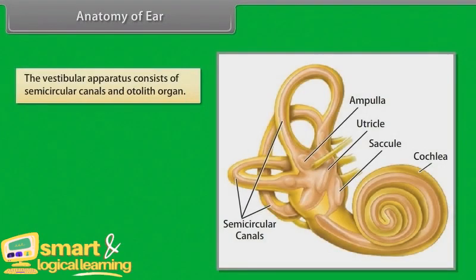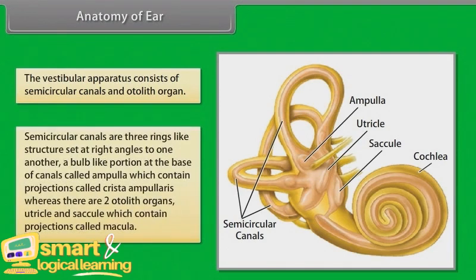The vestibular apparatus consists of semicircular canals and otolith organs. Semicircular canals are three ring-like structures set at right angles to one another, with a bulb-like portion at the base of the canals called the ampulla, which contains projections called the crista ampullaris. There are two otolith organs, the utricle and saccule, which contain projections called the macula.